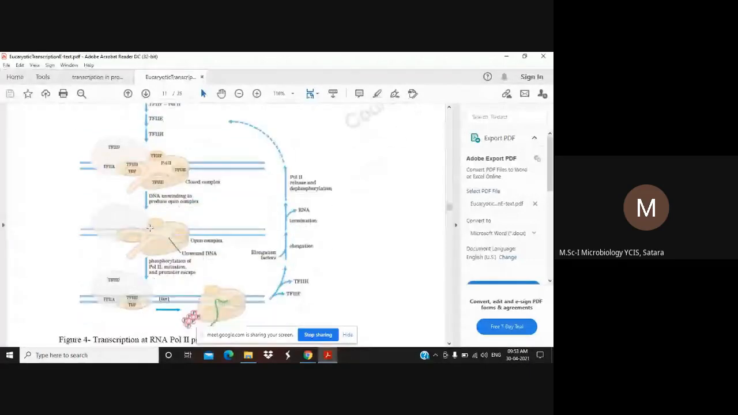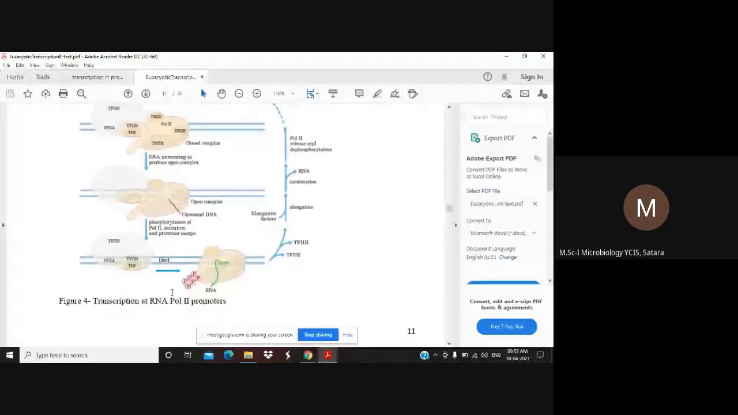When the open complex is formed, there is the phosphorylation of the CTD domain of the RNA polymerase 2. So the initiation starts. What is initiation? A few bases or a few ribonucleotides are added by the RNA polymerase 2 enzyme. And then there is promoter escape.